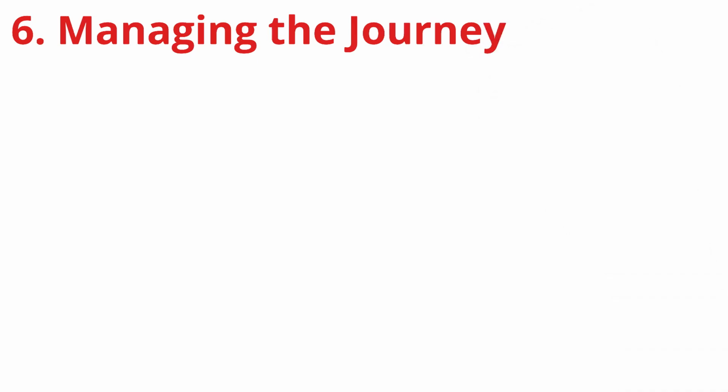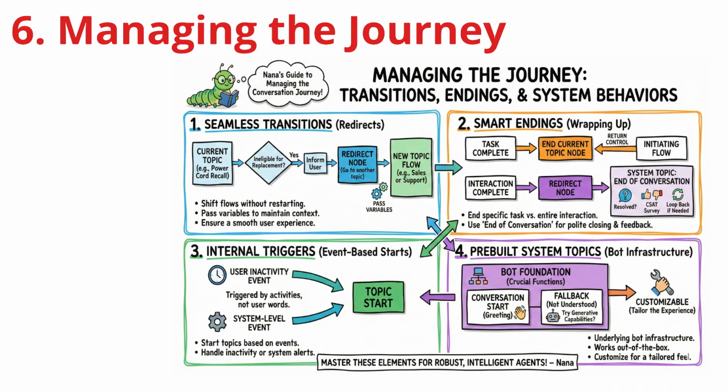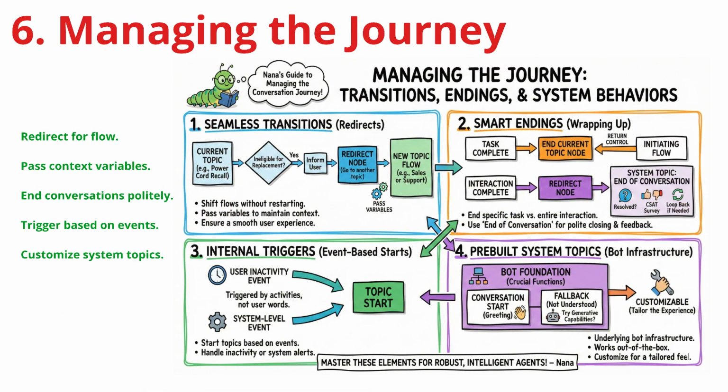Welcome to the guide on managing the conversation journey. Building great bots isn't just about individual topics, it's about connecting them seamlessly. First, master transitions. Use redirect nodes to shift users to completely different topic flows, like moving from a specific recall issue to general support without restarting the conversation. You can even pass variables along to maintain context. Next, ensure smart endings. Use end current topic to finish a specific task and return control, or redirect to the special end of conversation system topic for polite closing protocols and feedback surveys.